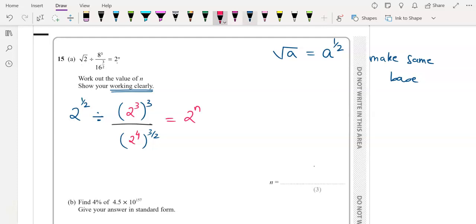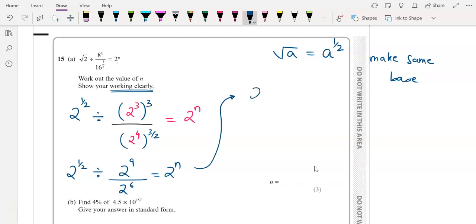So let's simplify it further. You have 2 power half divided by 2 power 3 times 3, which is 9, and 2 power 4 times 3 by 2, multiply both the powers, 4 times 3 is 12, divided by 2 is 6, equal to 2 power n. So I have 2 power half divided by 2 power 3. When you divide the exponents you subtract the powers, so half minus 3 gives me minus 2.5, equals 2 power n.